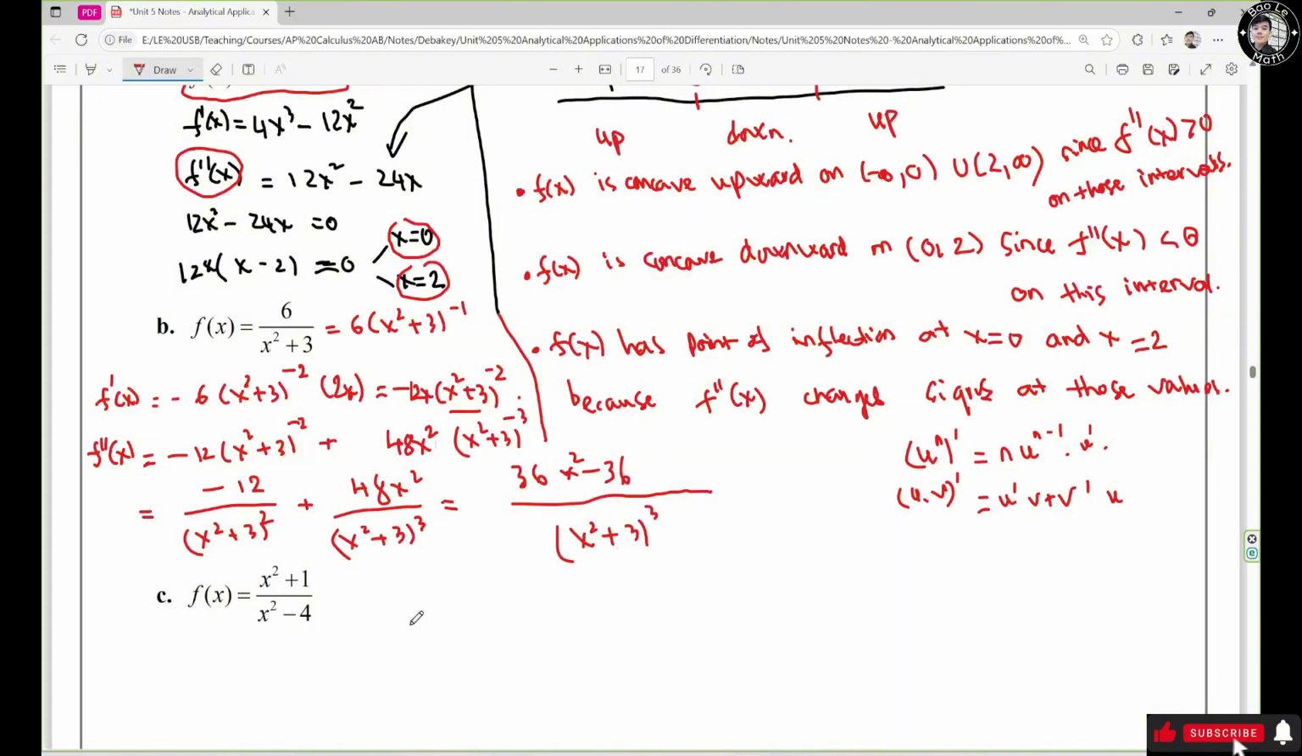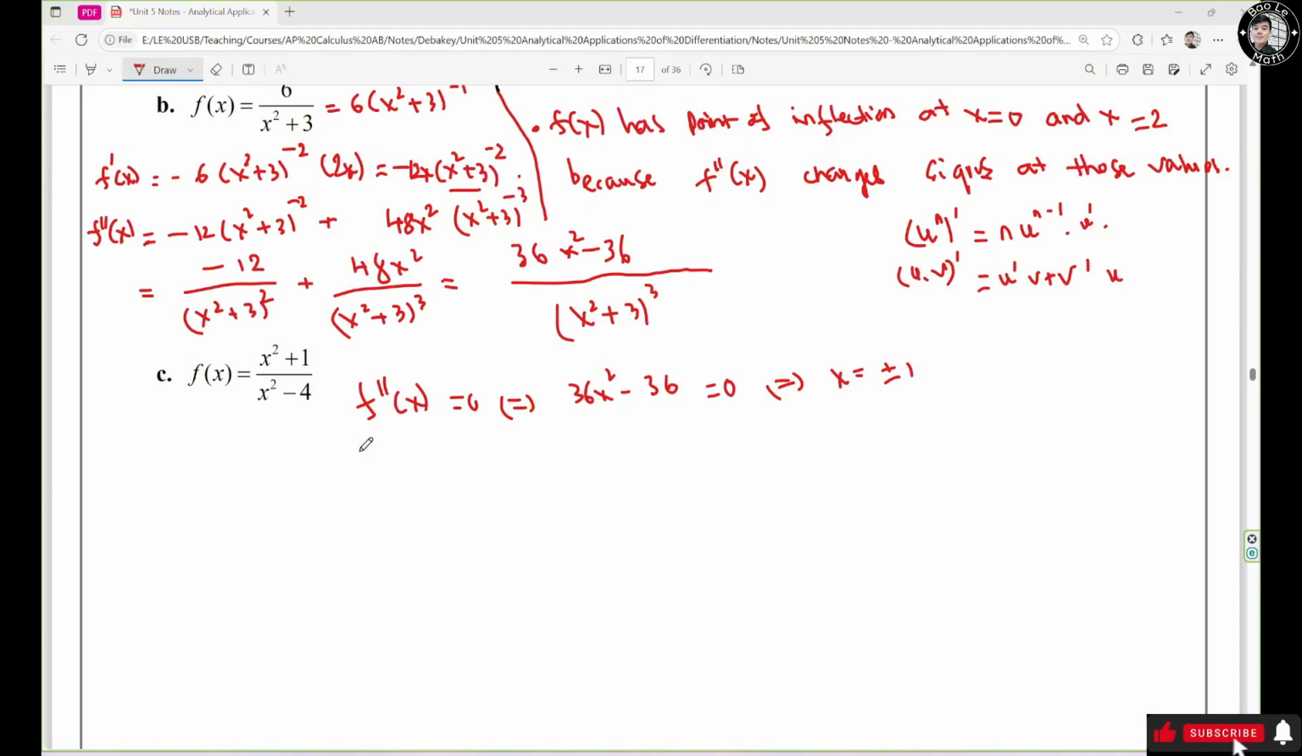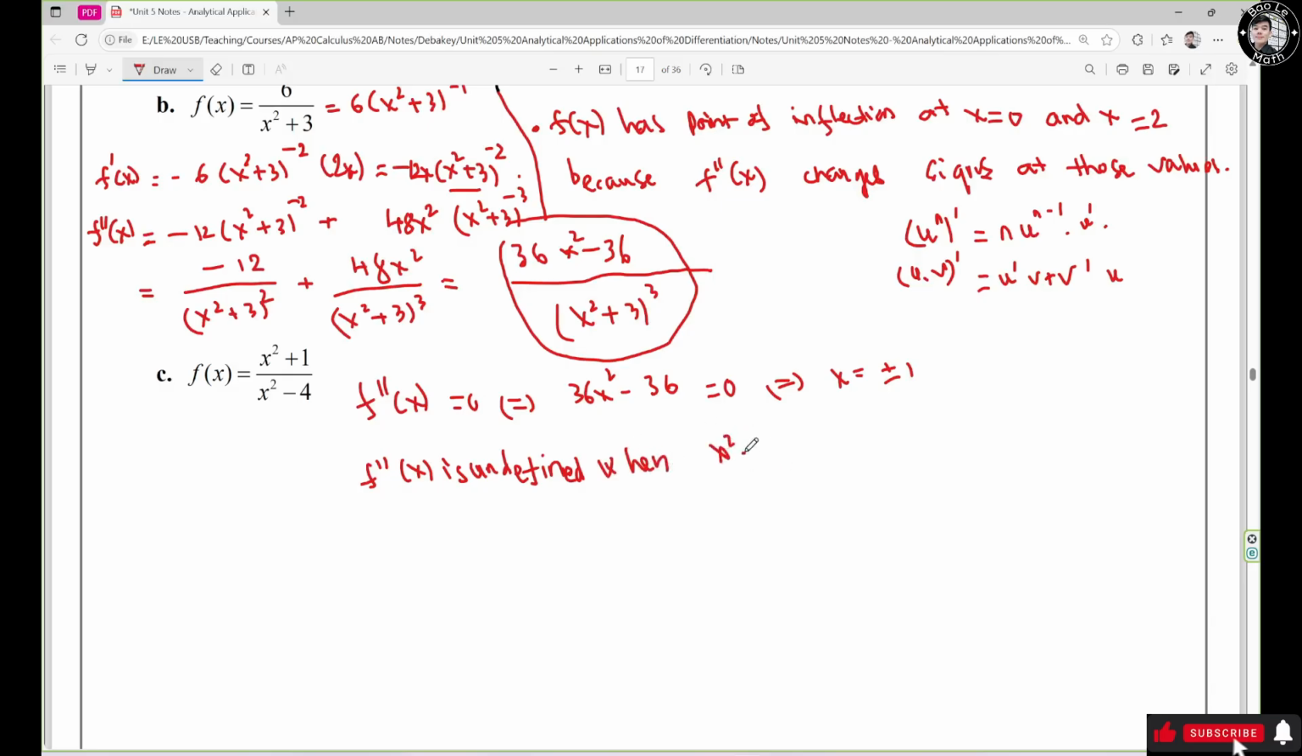So f double prime of s equals 0 is the same thing as 36s squared minus 36 equals 0. If you solve this one, s equals plus and minus 1, right? Now you need to find the value of s where f double prime of s is undefined, right? This guy is undefined when the denominator is 0, right? So you need to write f double prime of s is undefined when s squared plus 3 equals 0, right? But this one is always greater than 0, right? So there's no value of s, right?